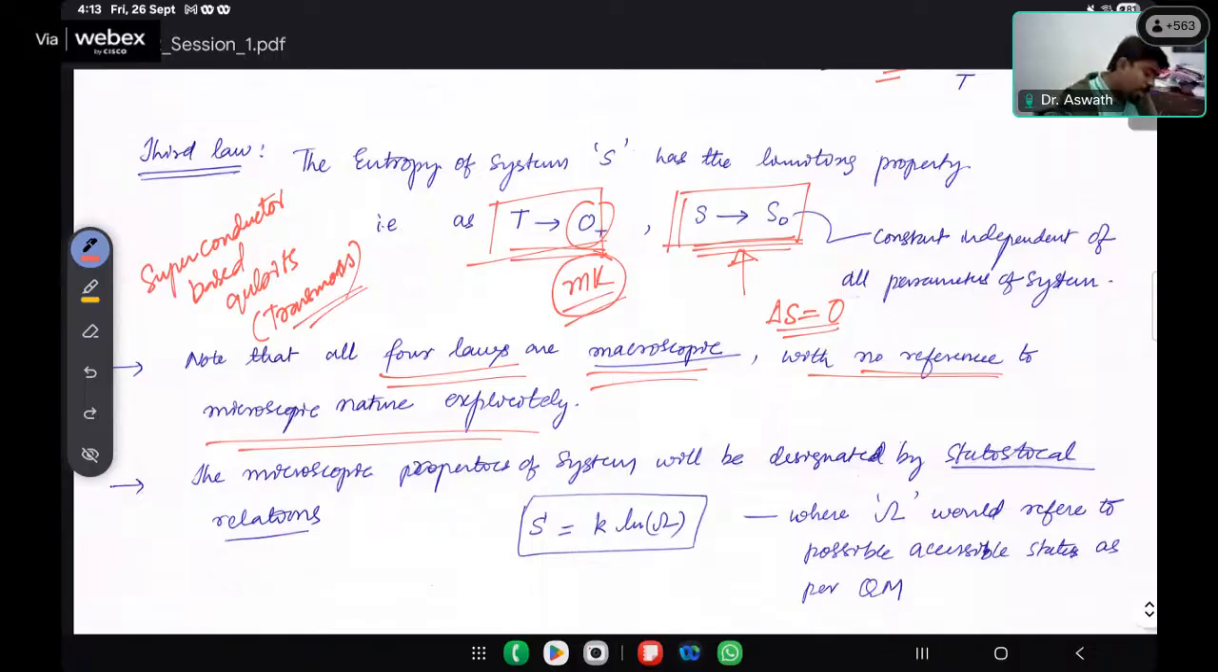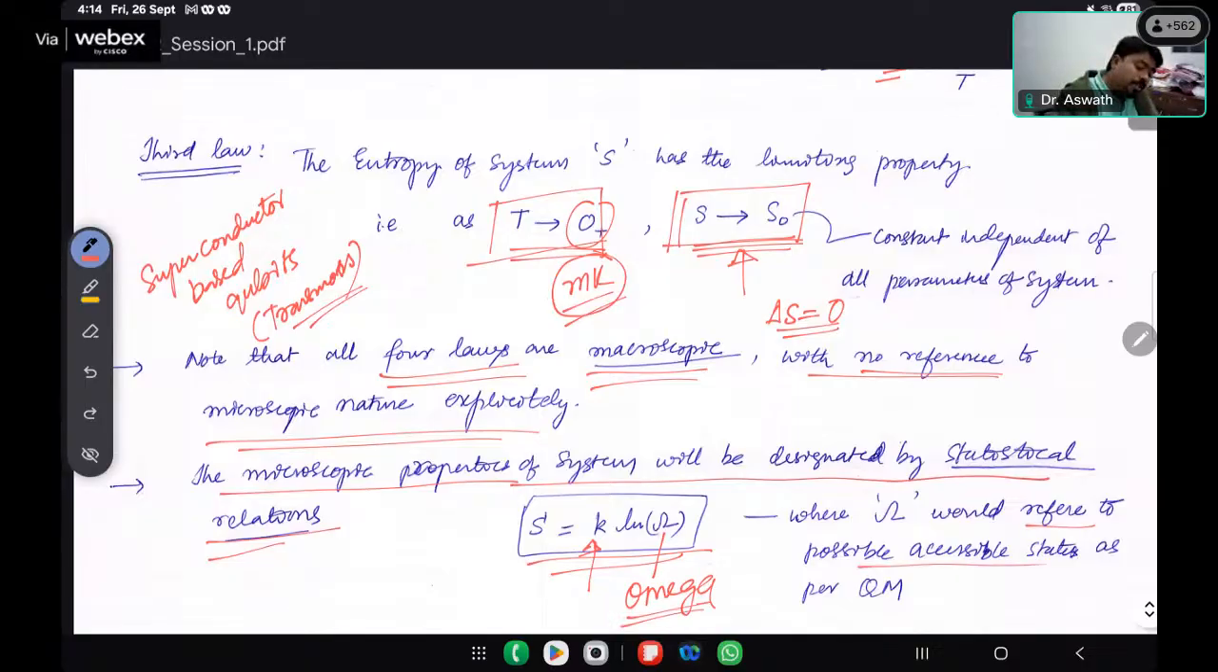Here I have the microscopic property of a system designated by a statistical relation, which is actually Shannon's entropy: S is equal to k, the Boltzmann constant, multiplied by log of omega, the capital omega. What is this omega? It refers to the possible accessible states as per quantum mechanics, not as per statistical mechanics. So what does this omega stand for?